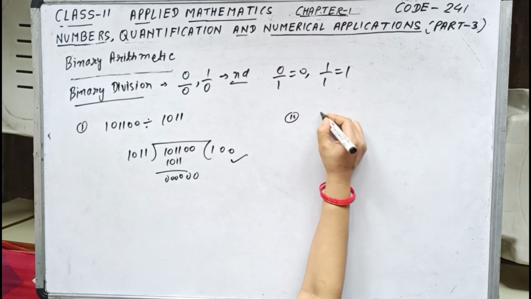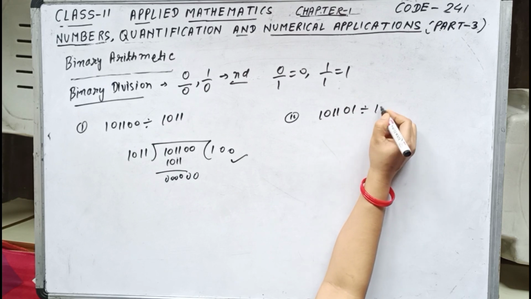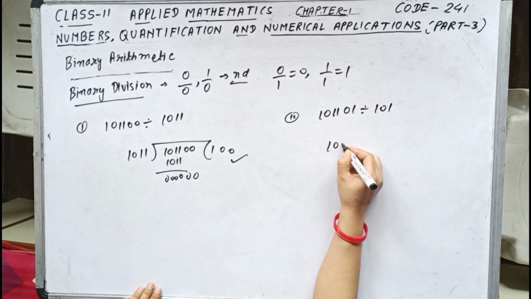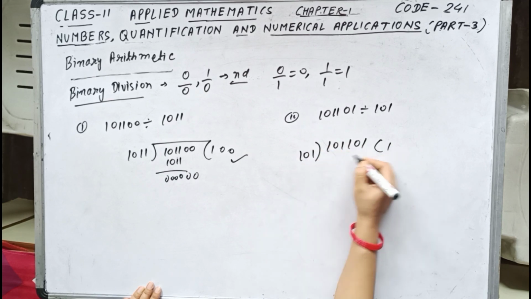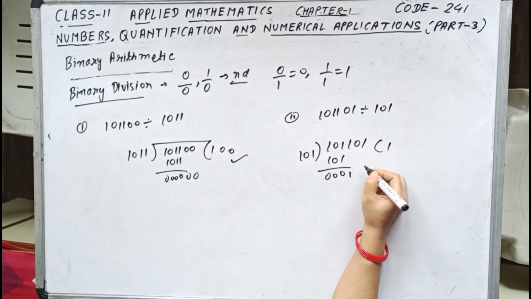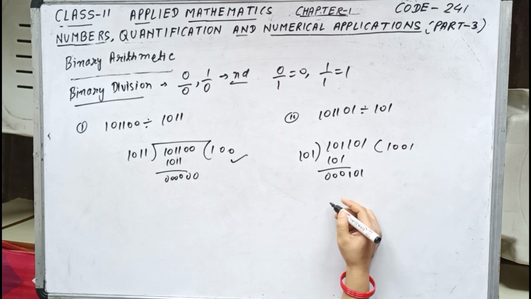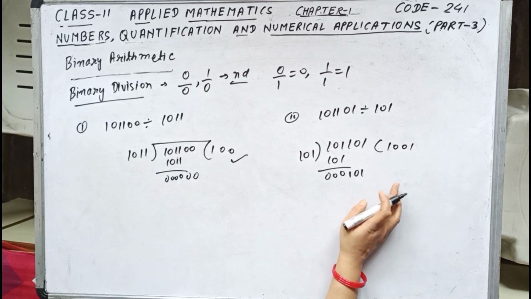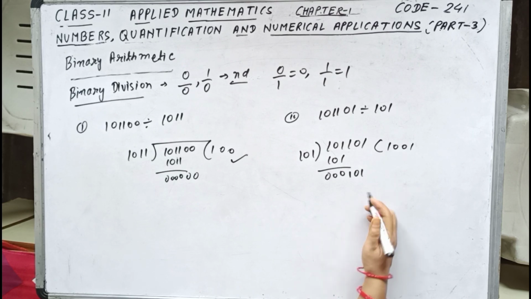Suppose I am taking the second example as 1, 0, 1, 1, 0, 1 divided by 1, 0, 1. So 1 goes in 1, 0, 1 once, then 0 copied, cannot be divided, 0 copied, cannot be divided, now 1, so 1 goes in this one. So the quotient over here will be 1001. Let us see the answer once. It is 4 number 2, 1001.